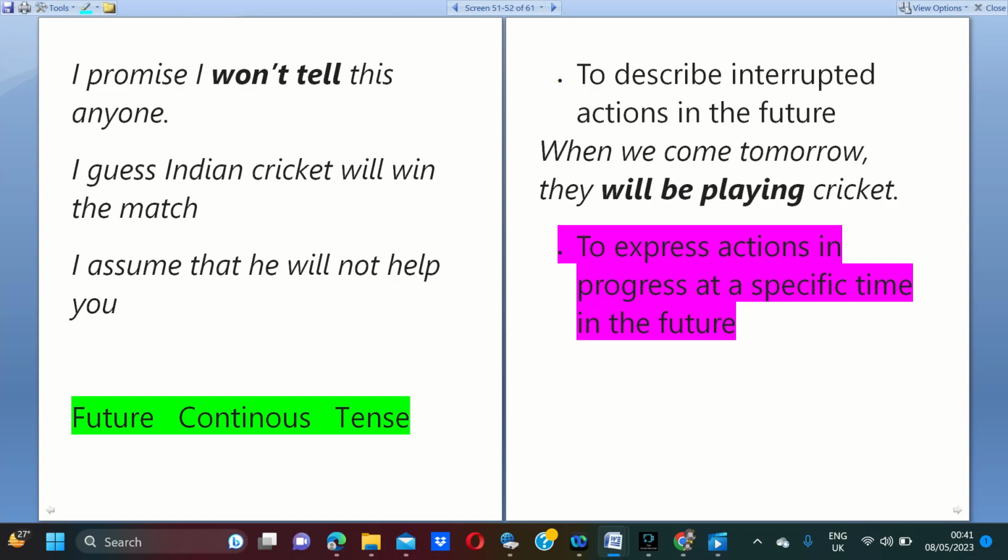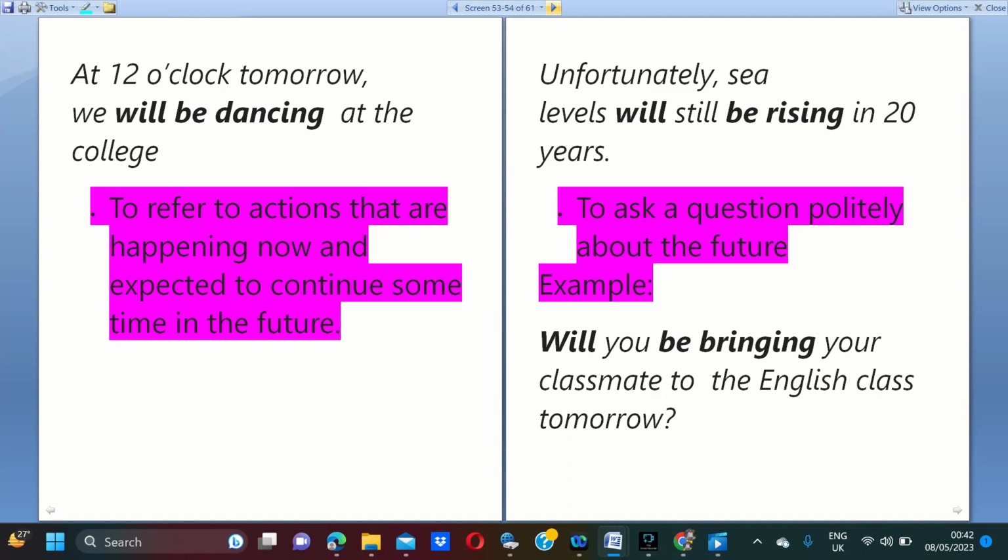Next, the future continuous tense to describe interrupted actions in the future. When we come tomorrow, they will be playing cricket. It is an interrupted action. Next, to express actions in progress at a specific time in the future, sometimes we use the future continuous tense to talk about specific actions at a specific time. Example: at 12 o'clock tomorrow, we will be dancing at college. It is a specific time and a specific action.